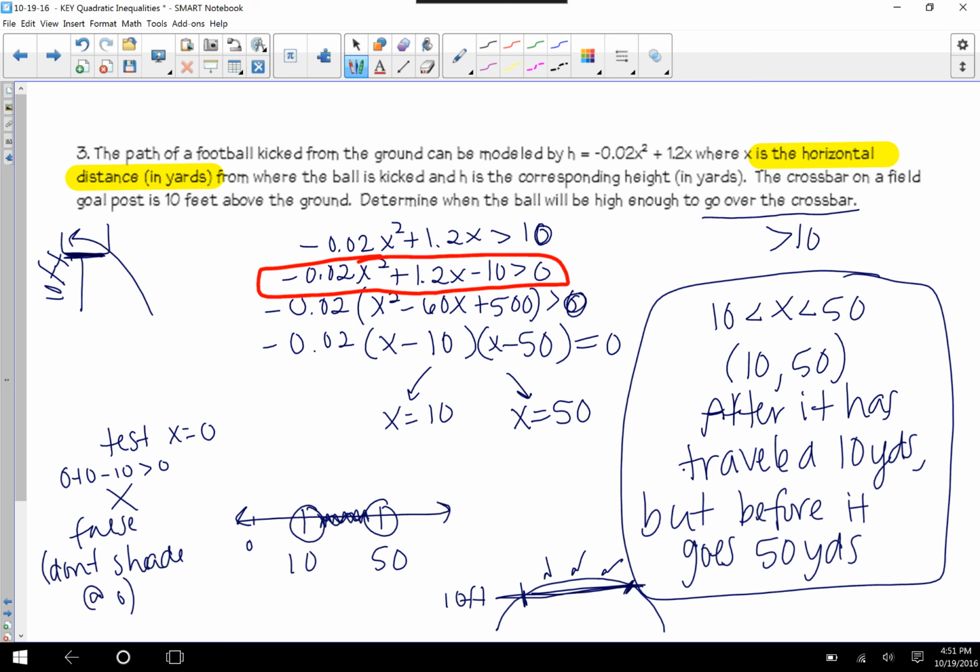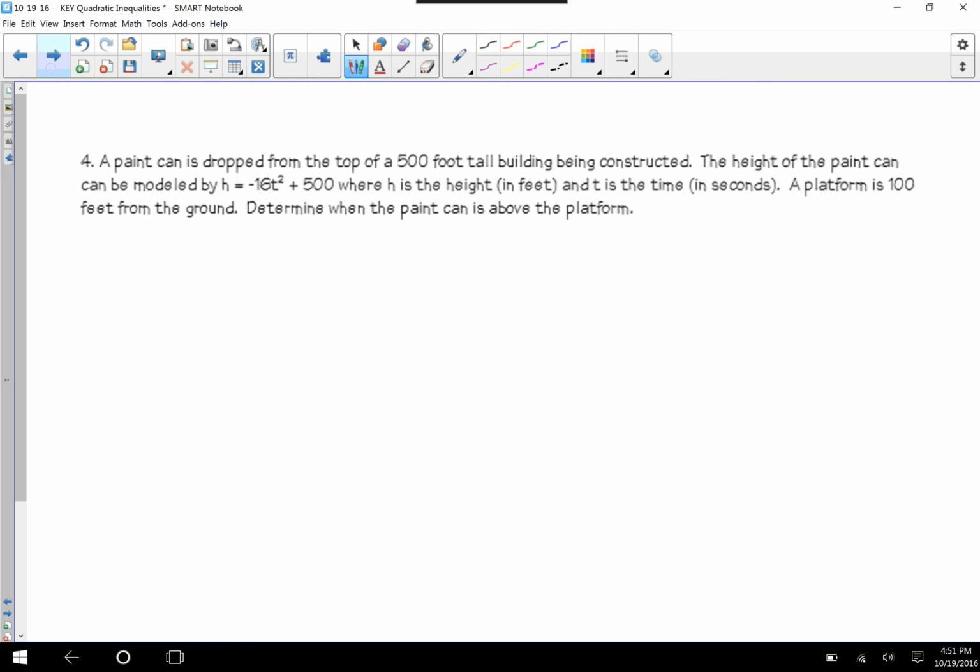So pause the video if you need to. Number 4, a paint can is dropped from the top of a 500-foot building being constructed. The height of the paint can be modeled by h equals negative 16 t squared plus 500, where h is the height in feet and t is the time in seconds. A platform is 100 feet from the ground. Determine when the paint can is above the platform.